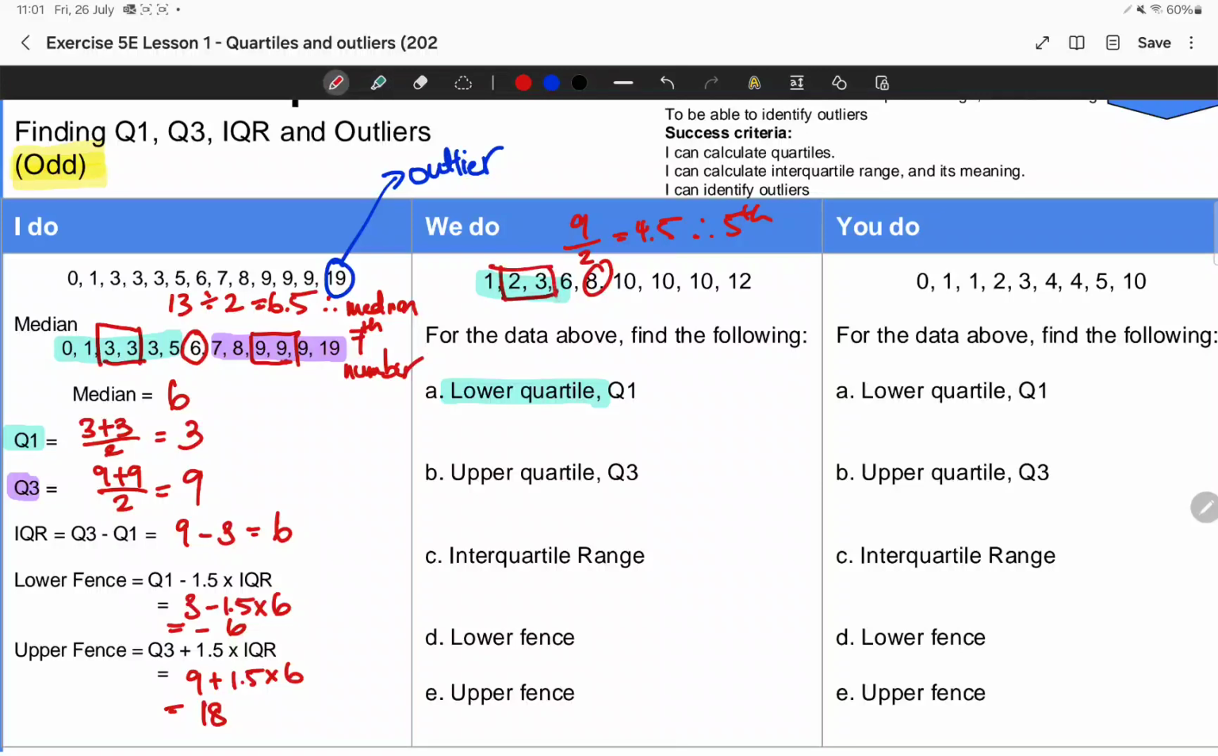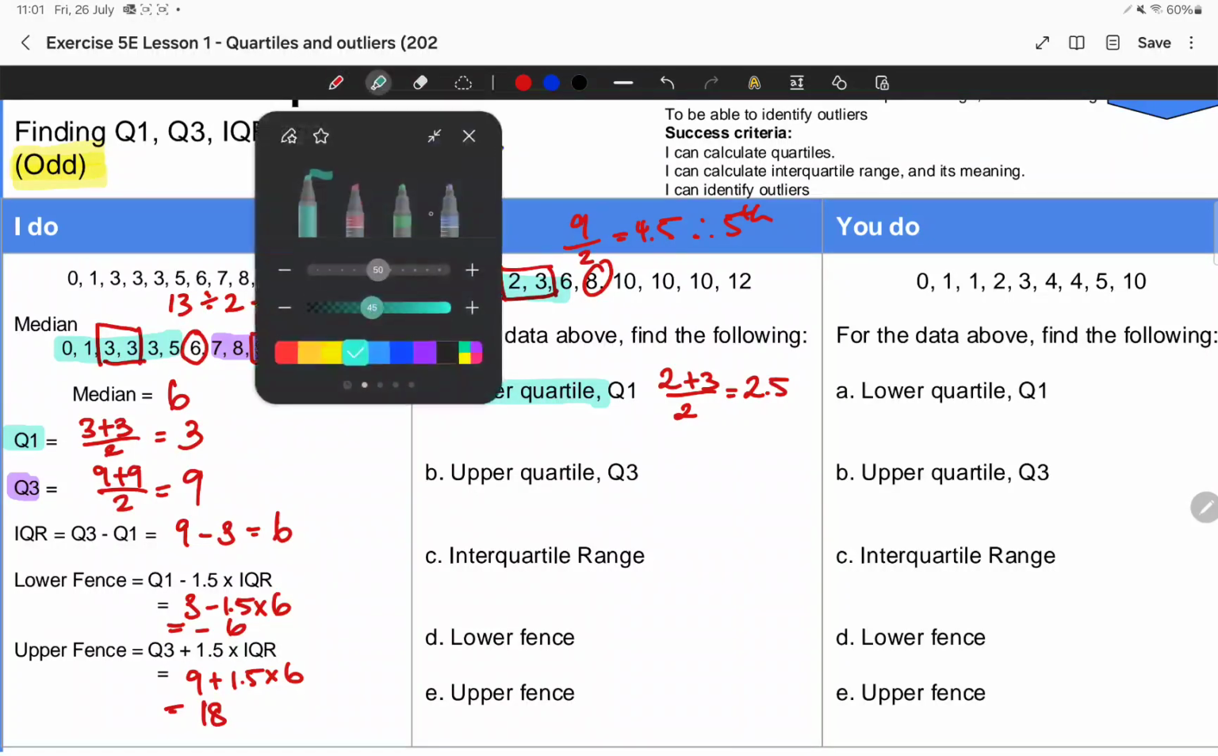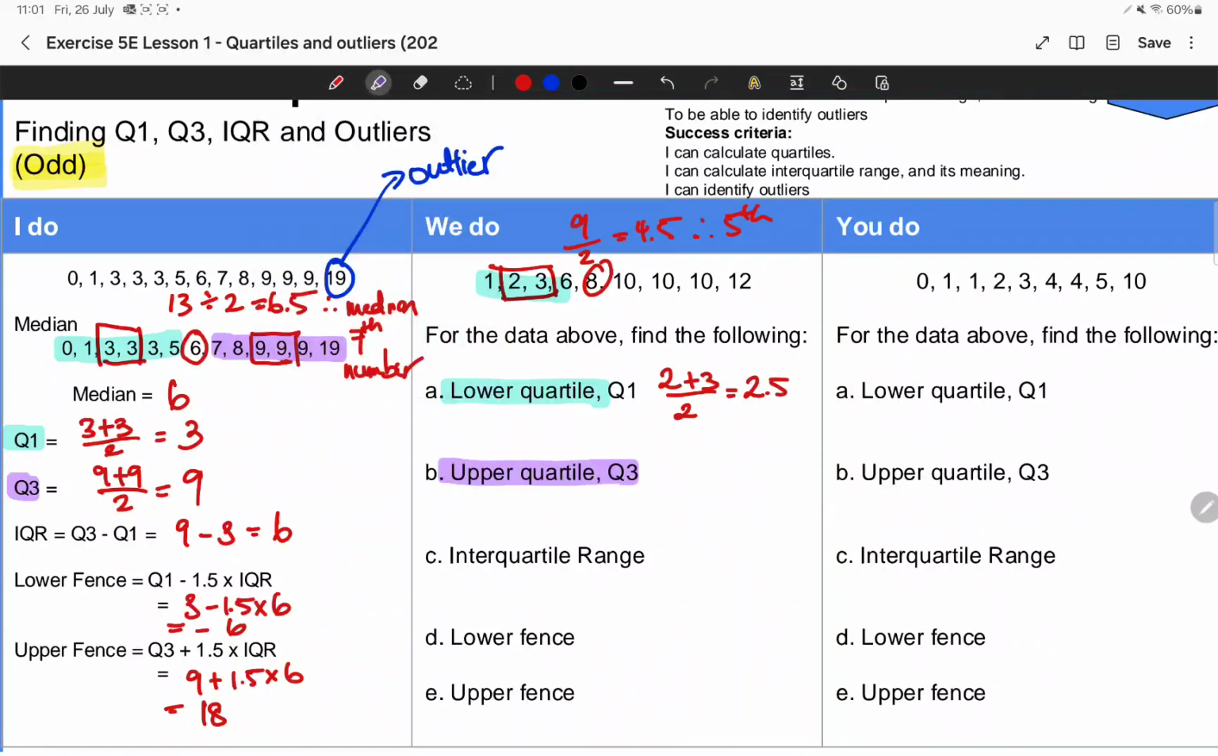And then when we're looking at the quartiles, Q1 is going to be these numbers. So these are the two middle ones. So it'll be 2 plus 3 divided by 2. Your Q1 is then going to be 2.5. And then you're going to do your upper quartile. So your upper quartile are these numbers here. These are your two middle numbers. You'll have 10 plus 10 divided by 2 because they're the two middle numbers, and it'll be 10 there.